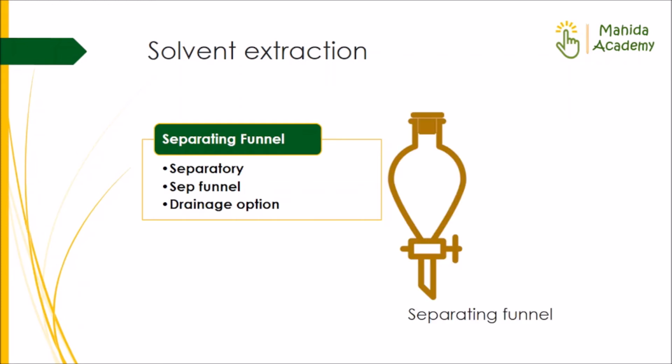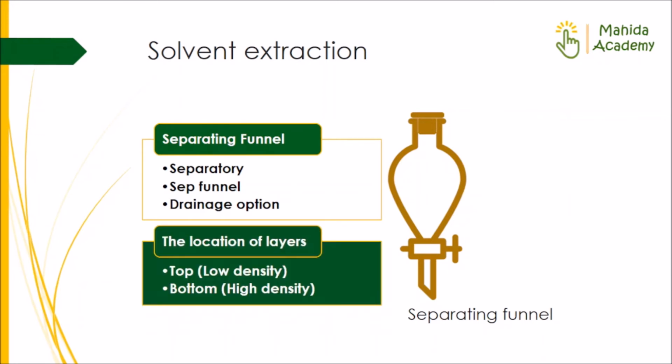In a separating funnel, the more dense liquid sinks and can be drained out through a valve away from the less dense liquid, which remains in the separatory funnel. The location, either the top or bottom layer of an extraction solvent, depends on the relative density. The more dense liquid forms the bottom layer, while less dense liquids form the top layer.